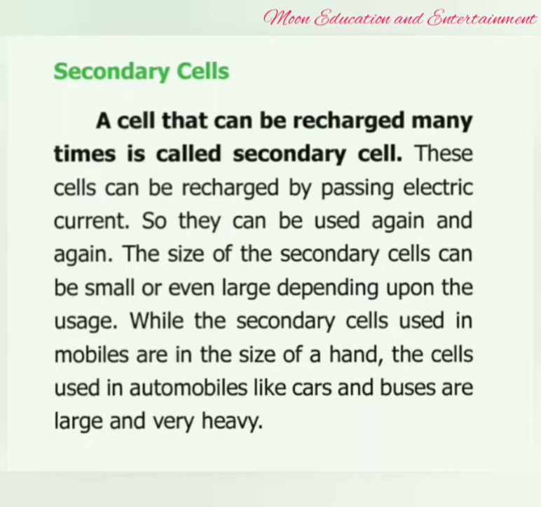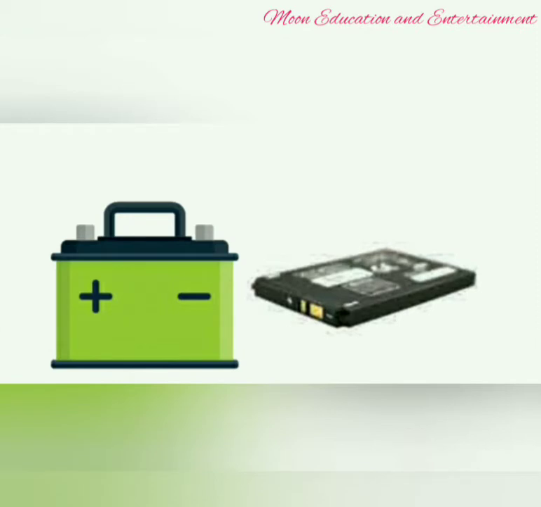Cells that can be recharged many times and used again and again, we call secondary cells. These cells can be recharged by passing electric current through them. A few examples of secondary cells are the cells used in mobiles and the cells used in automobiles like cars and buses. So these are the examples of secondary cells.